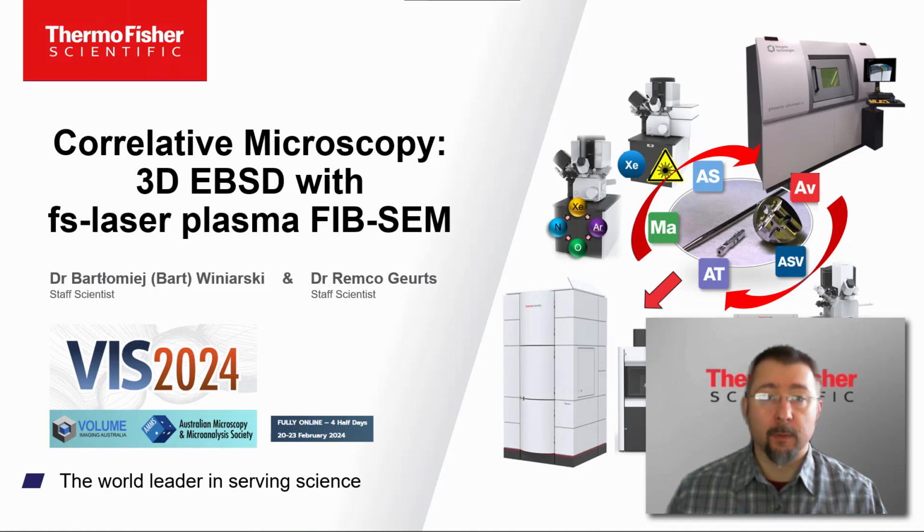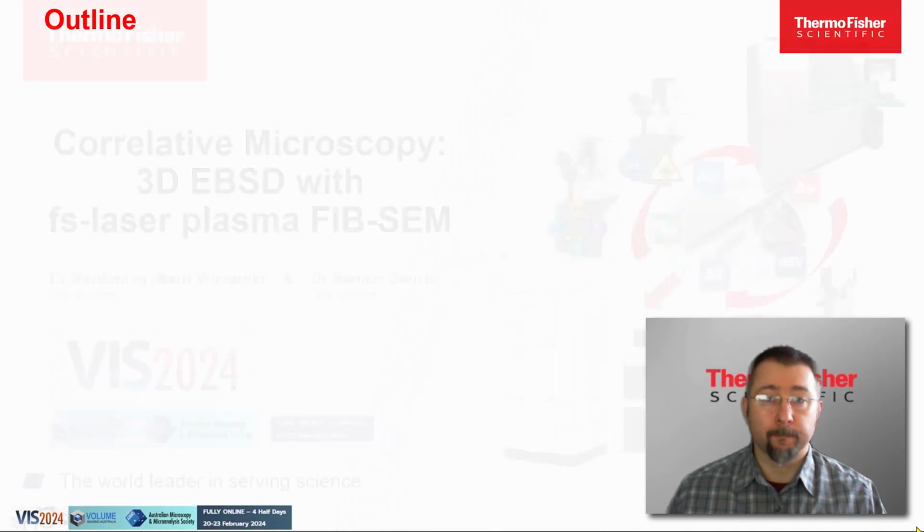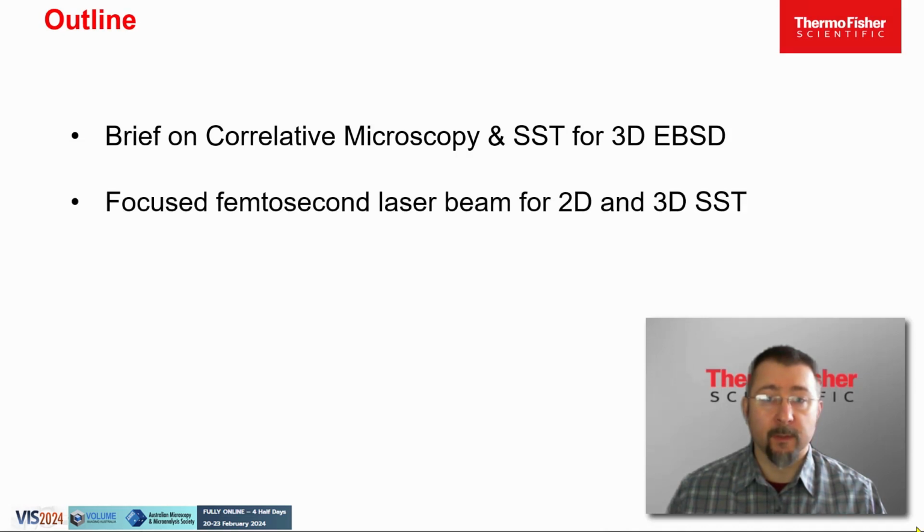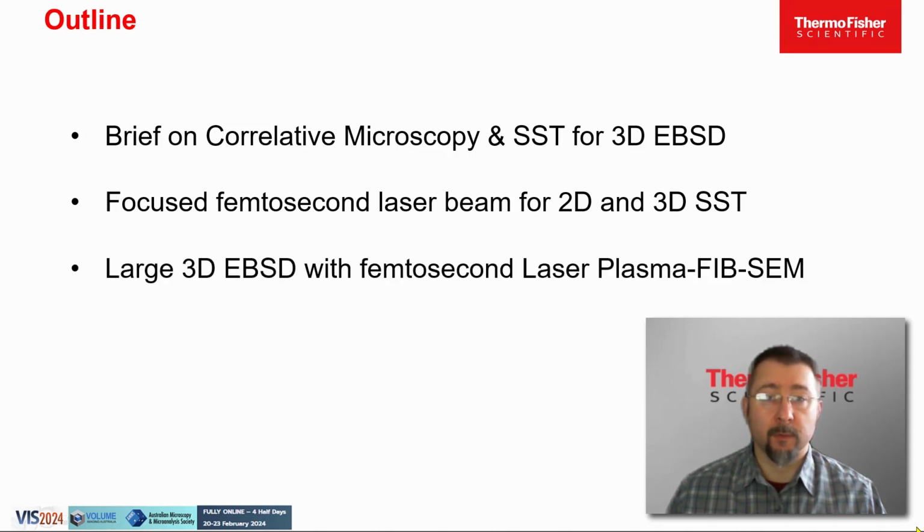Today I will take you on a correlative microscopy journey highlighting large 3D EBSD using laser plasma FIB-SEM. I will brief on correlative microscopy and serial sectioning methods for 3D EBSD. Next, I will prove laser ablated surfaces are suitable for EBSD. Subsequently, I will describe the tri-beam system for large volume 3D EBSD data collection. This will be followed with examples and summary.